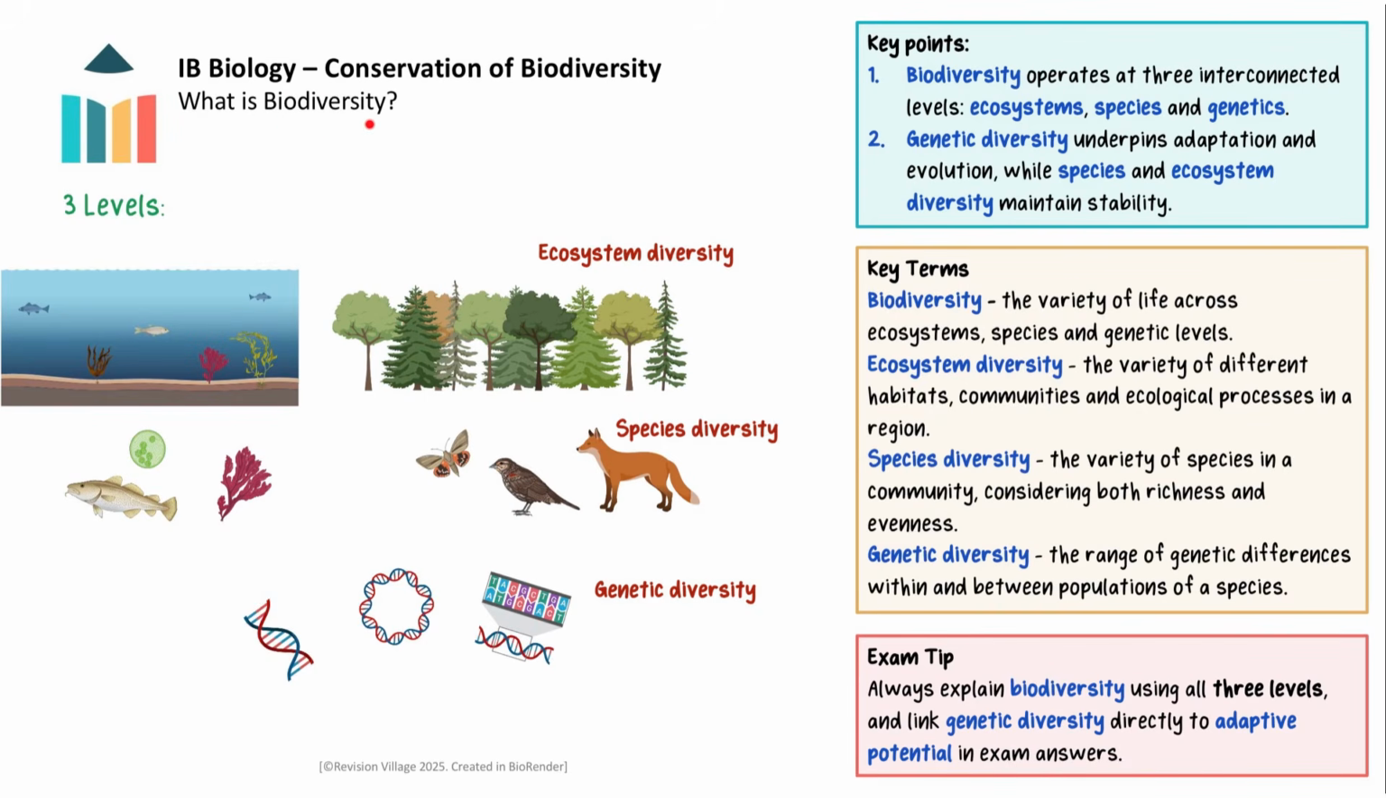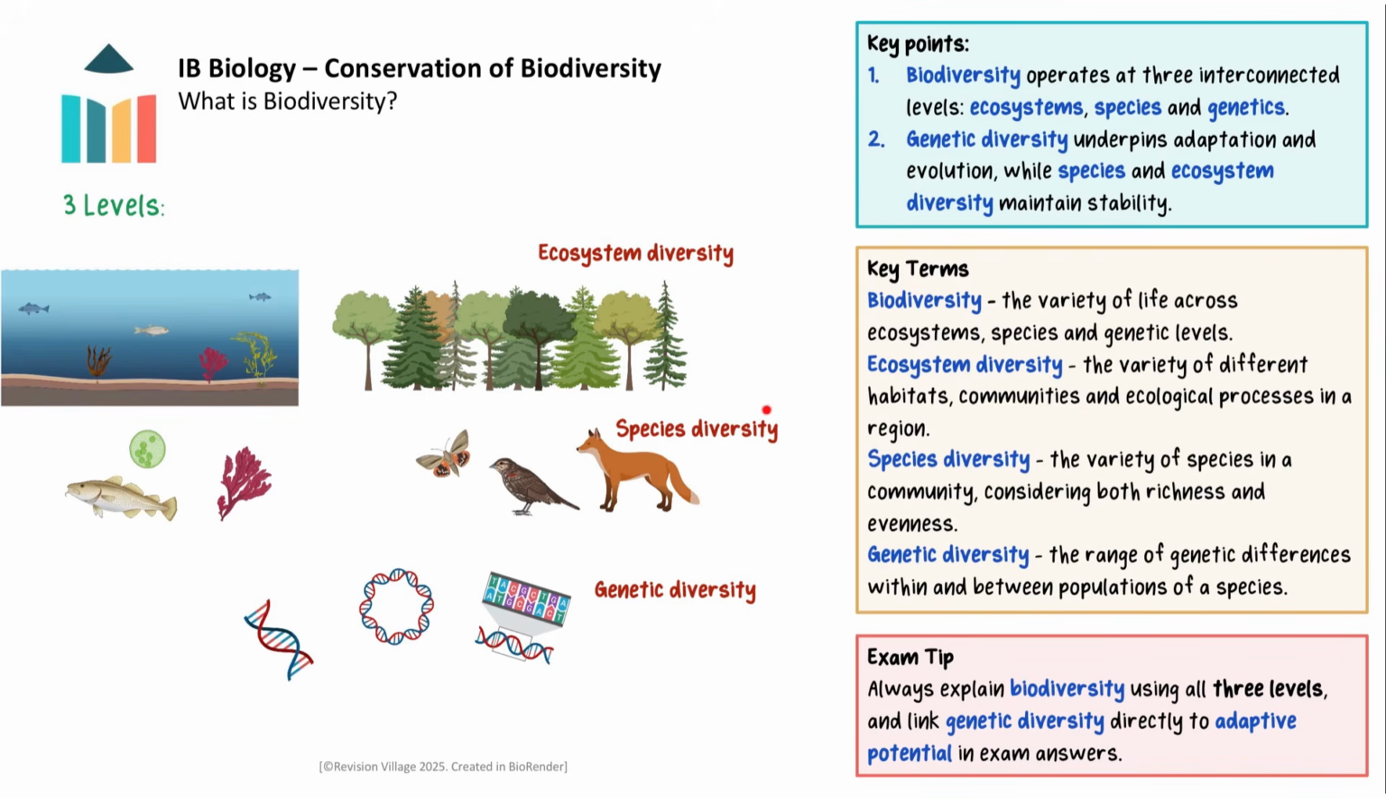Biodiversity describes the full variety of life, but biologists break this idea into 3 interacting levels so we can measure and compare it scientifically. The first is ecosystem diversity, which looks at the range of environments, from deep ocean vents to tropical forests, and the distinct communities and processes that occur within them.